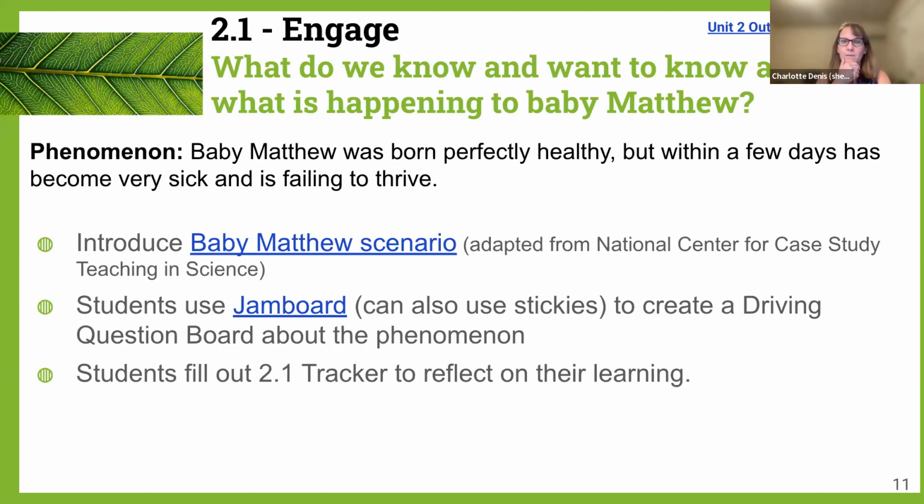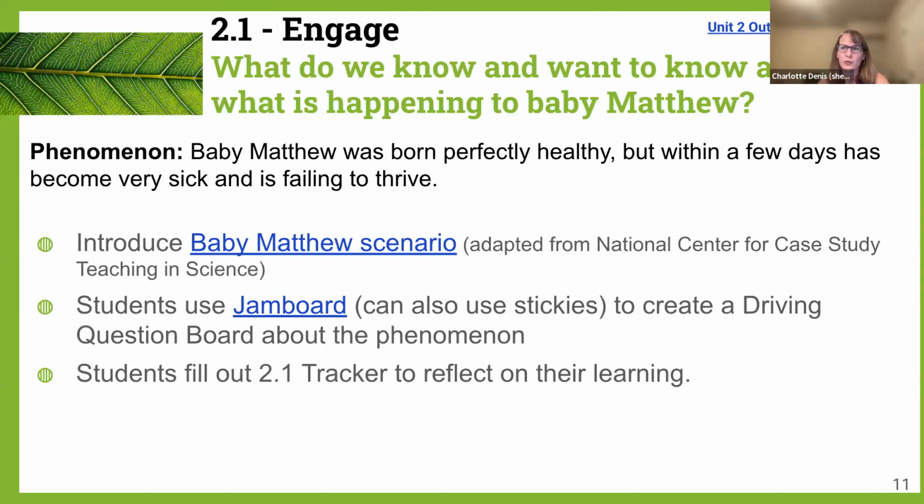So we present the scenario about baby Matthew. Students read a text, and then they ask questions using Jamboard like we did earlier, or they can also use sticky notes. If you prefer to do some things non-digitally, you can certainly do a driving question board using sticky notes. And there are notes in the slides to help you facilitate either version.